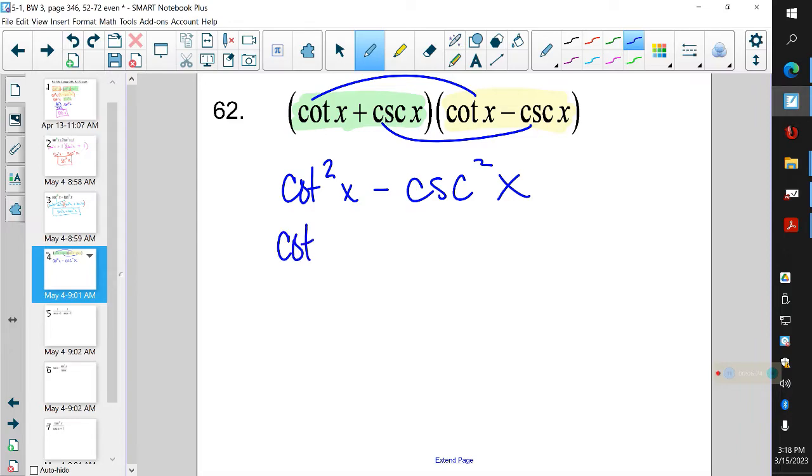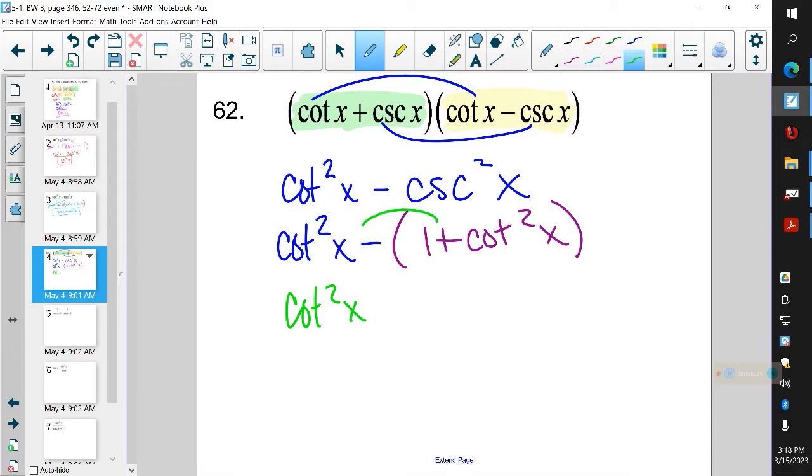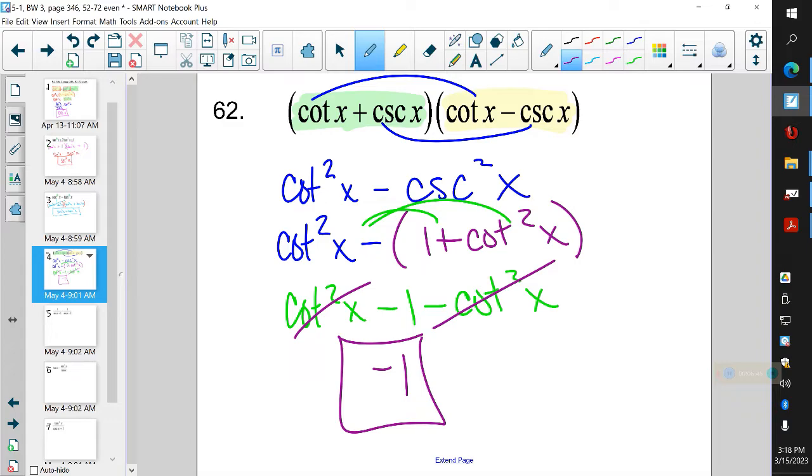That means I have the cotangent squared of x minus the quantity of 1 plus the cotangent squared of x. I drop the cotangent squared of x down. I distribute the 1 and distribute the cotangent squared. These cotangents cancel out, and I'm left with -1 as my answer. Now, did you have to do the purple work that I showed right here? No. You could have automatically said that from here, it was -1 if you saw it.